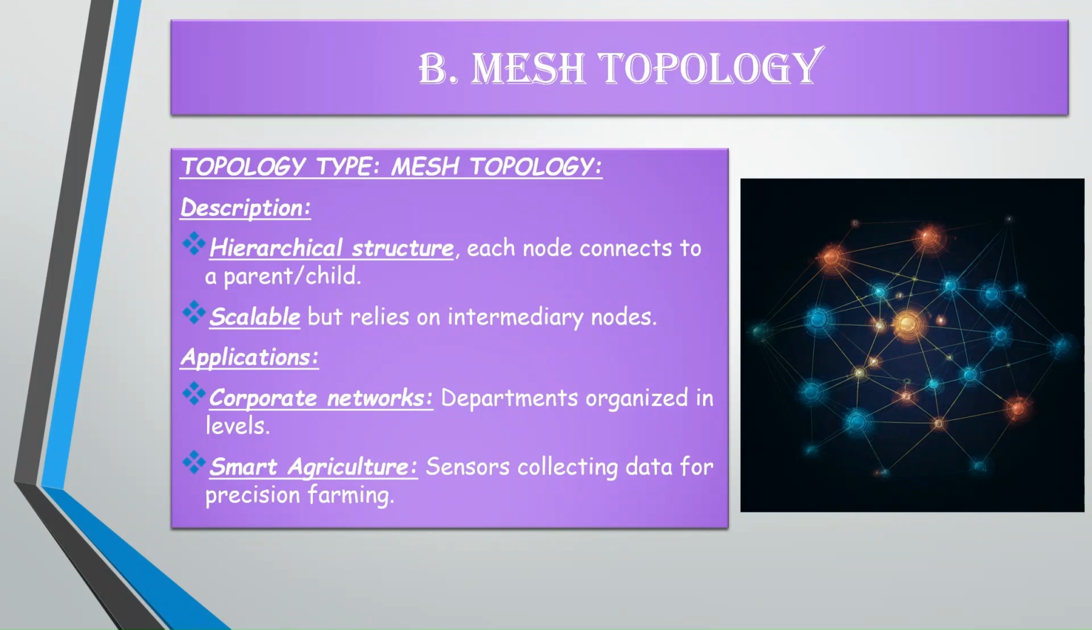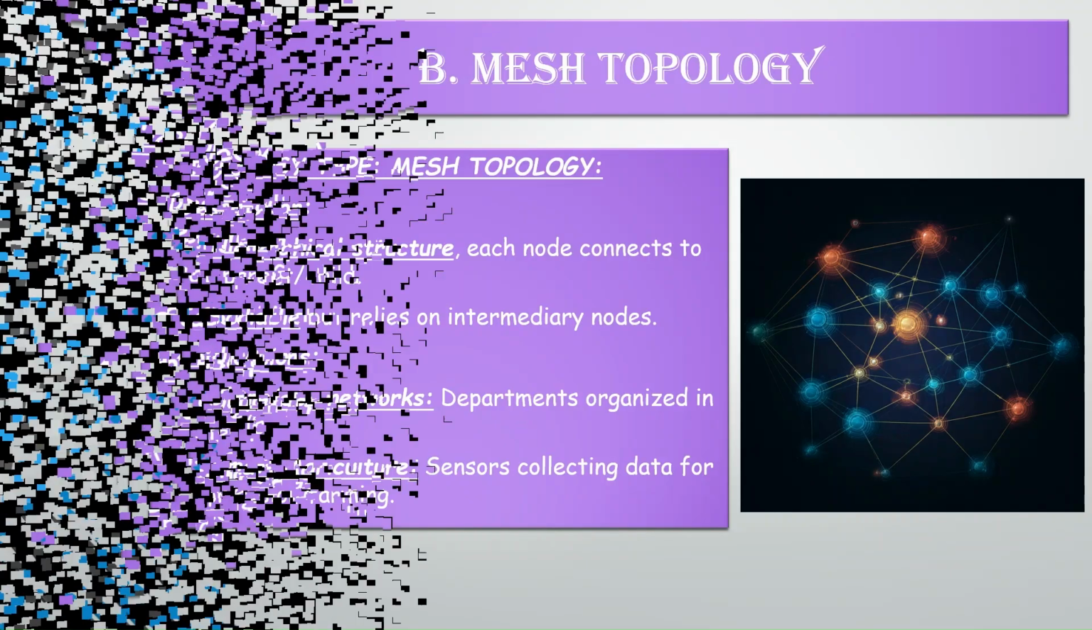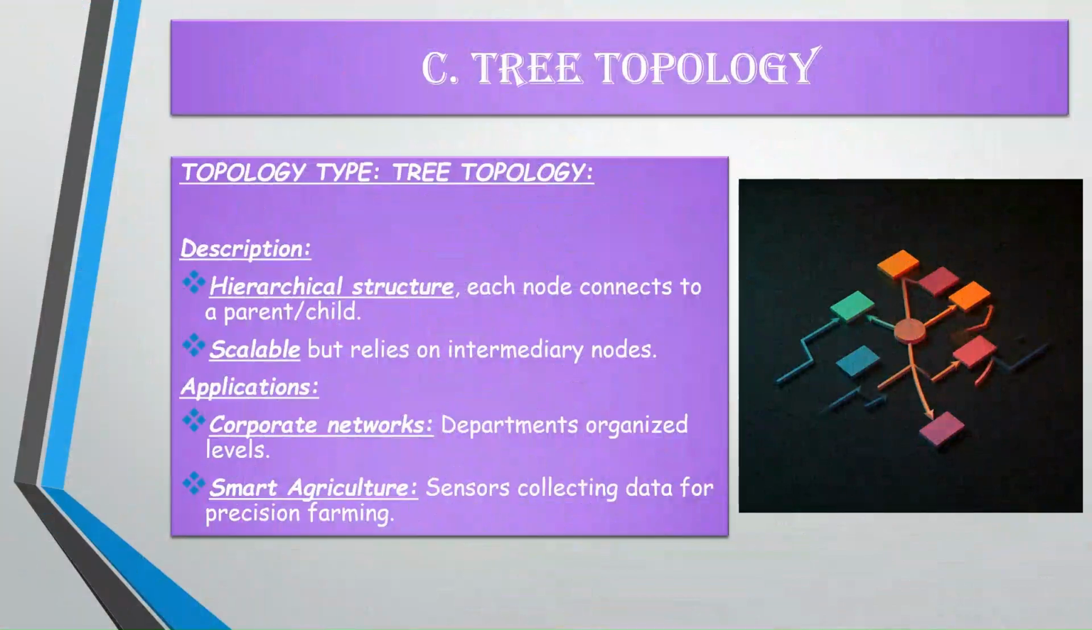Continuing our exploration of IoT network topologies, let's delve into the tree topology. The tree topology is similar to the mesh topology in that it also employs a hierarchical structure. However, in the tree topology, each node connects to only one parent node, creating a more centralized and structured network. Key characteristics of the tree topology include hierarchical structure. Devices are organized in a tree-like fashion, with a root node at the top and branches extending downwards. Scalability.